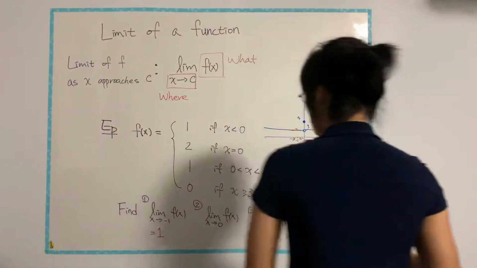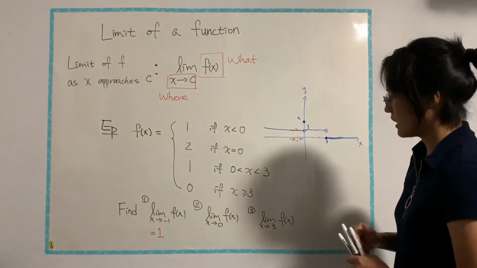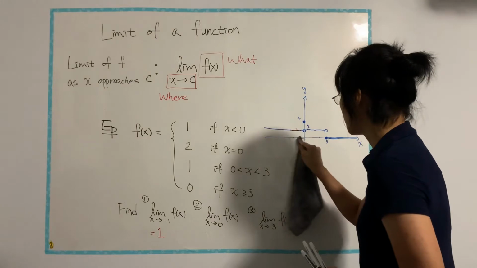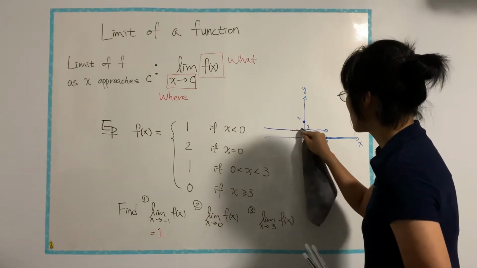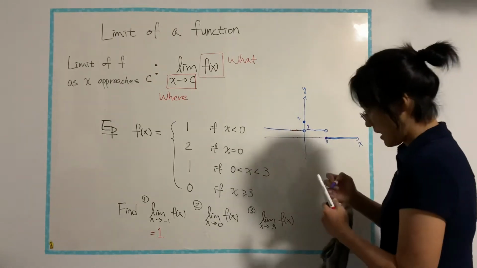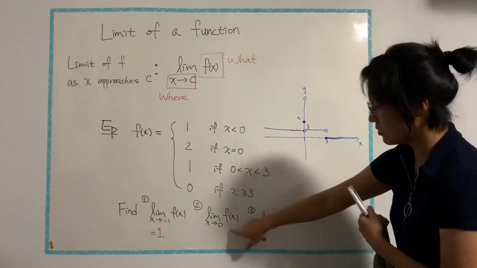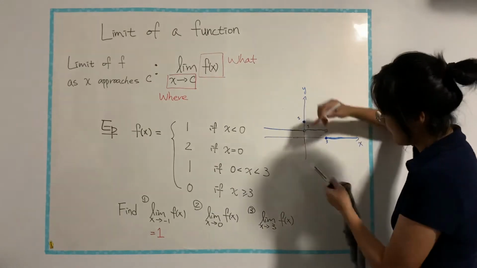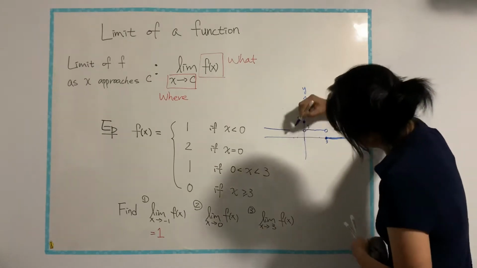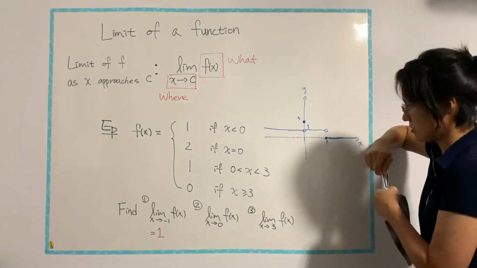Let's go to the second example. In the second example, I am looking at the situation x approaches 0. So now I have the f, and the point of interest is 0. This time I want to see what happens when x approaches 0.